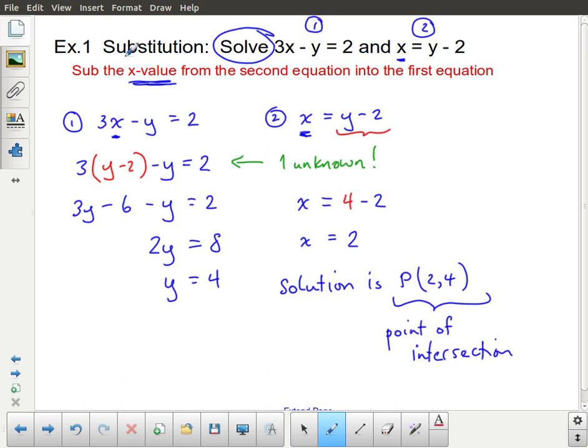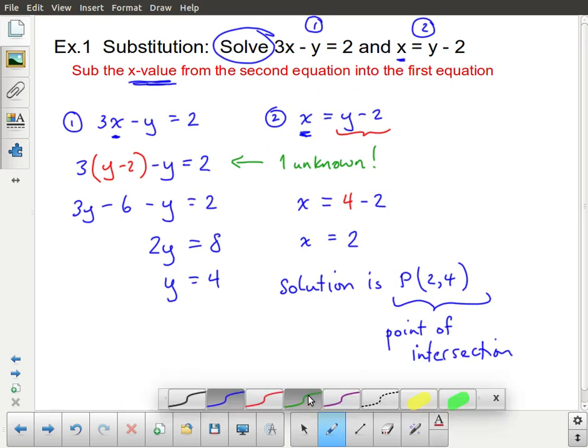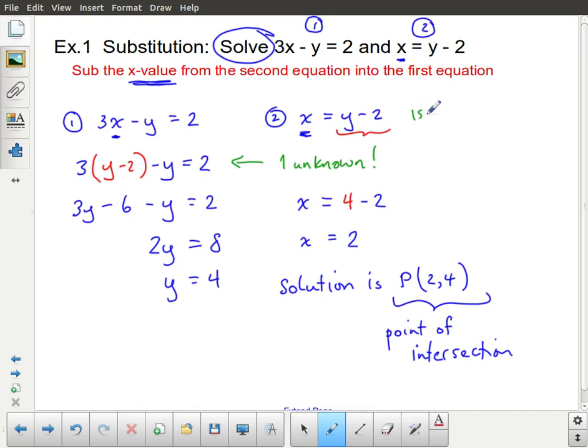So that's how we solve by substitution. Now if you have a slightly more complicated situation, you might have to rearrange this and isolate. That's what we're doing here. This is called isolate one variable. Now in this case, I gave you equations where the second equation was already isolated for x, but that's something you might have to do on your own.